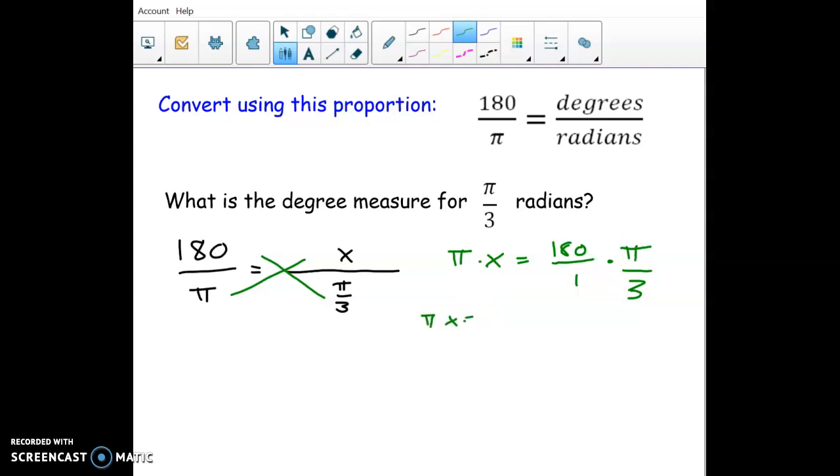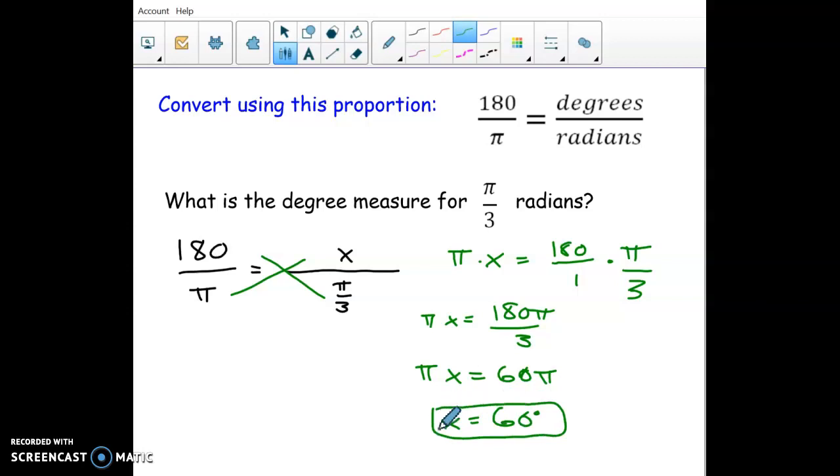And I wrote it as a fraction here, 180 over 1, because now when I multiply, basically, let's clean up this right-hand side. So that'd be like 180 times pi, multiply the numerators, multiply the denominators to get 3. And then pi times x, 180 divided by 3 is just 60. So we have 60x. Okay, and then basically the pi's will cancel out. So if you divide both sides by pi, we just get 60. So pi over 3 radians is 60 degrees.